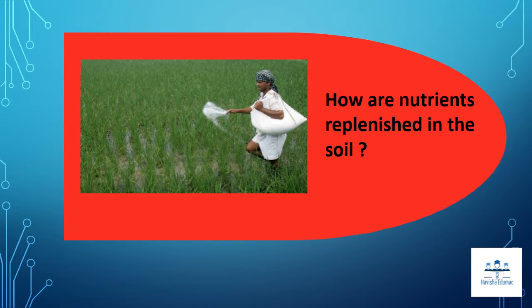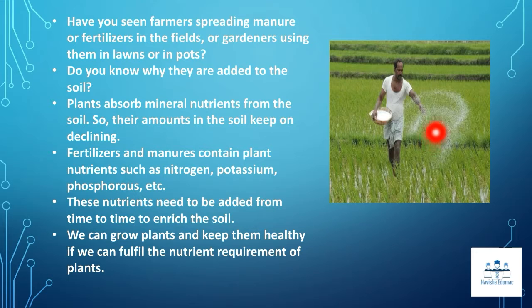Now let us see about how nutrients are replenished in the soil. Have you seen farmers spreading manure or fertilizers in the fields, or gardeners using them in lawns or in pots? Do you know why they are added to the soil? Plants absorb mineral nutrients from the soil, so their amounts in the soil keep on declining. Fertilizers and manures contain plant nutrients such as nitrogen, potassium, phosphorus, etc. These nutrients need to be added from time to time to enrich the soil.